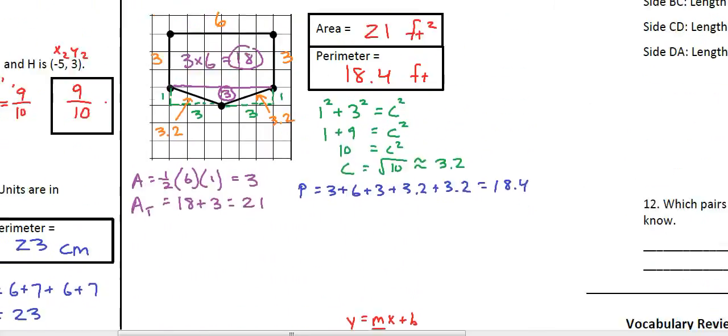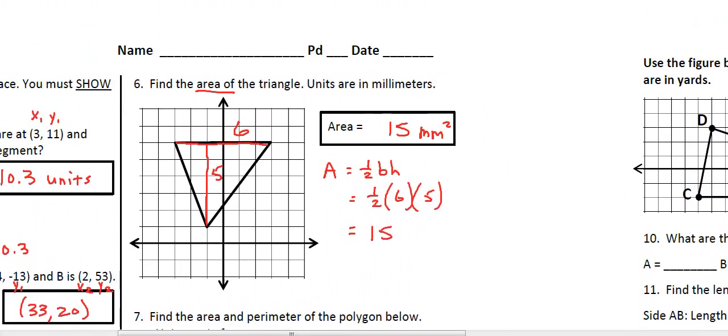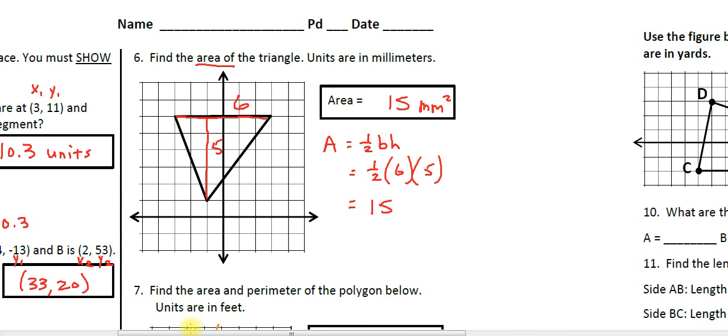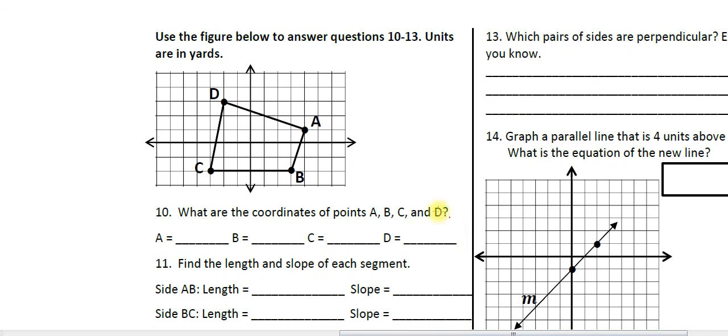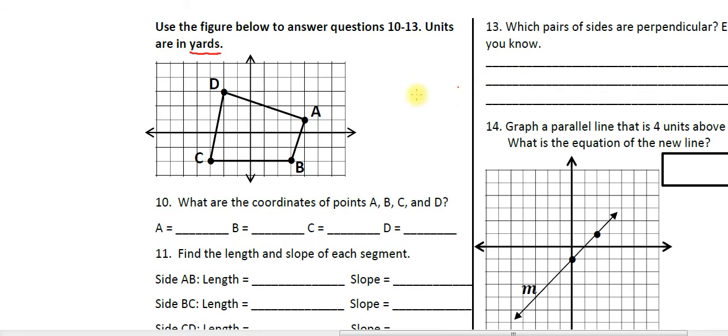Question number 10, if I can find it. Question number 10. Let's get to that now. Here we go. Question number 10. Use the figure below to answer questions 10 through 13. Units are in yards. Let's remember that in case we have to answer a question about perimeter or area. Alright, there's our figure. It is a quadrilateral. It has 4 points.